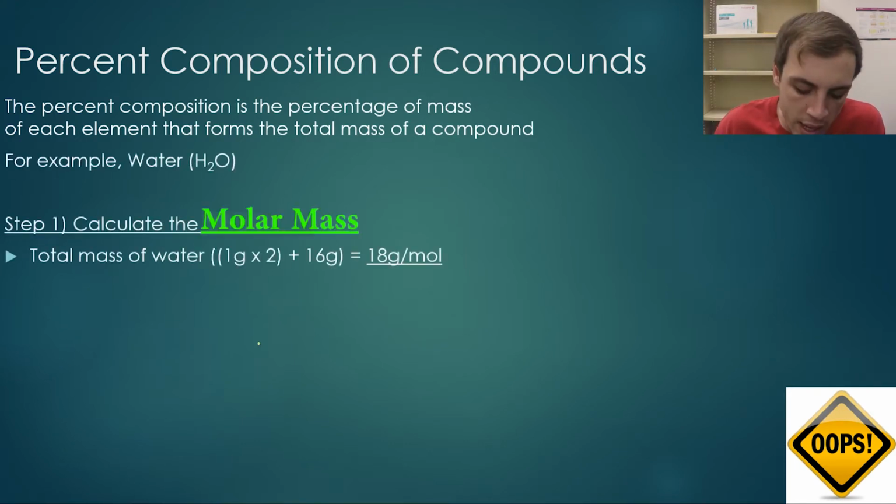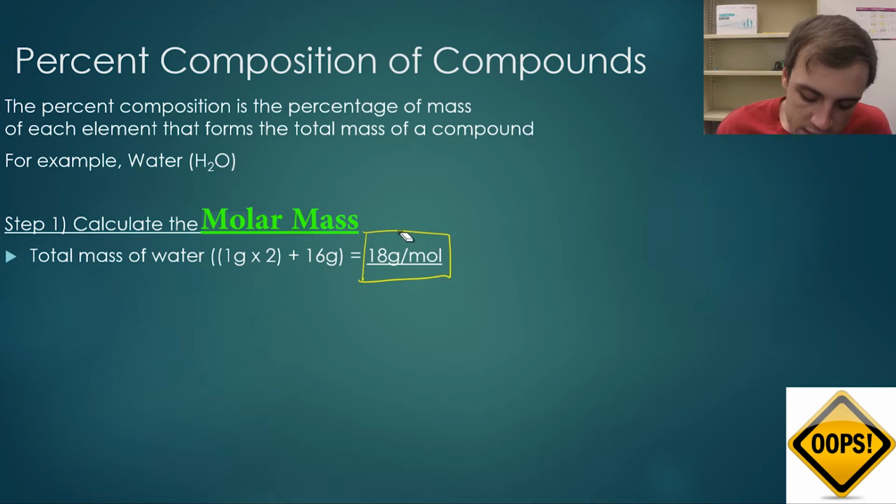So let's look, for example, at water over here. The first thing we want to do when we're looking at percent composition is calculate its overall weight. With water, we've got obviously 1 oxygen and 2 hydrogens. So we calculate the overall mass. With hydrogen, it is 1 gram per mole times 2 because we have 2 hydrogens, plus 16 because that is the molar mass of oxygen. And we add those together to get 18. So that means water will weigh 18 grams per mole.